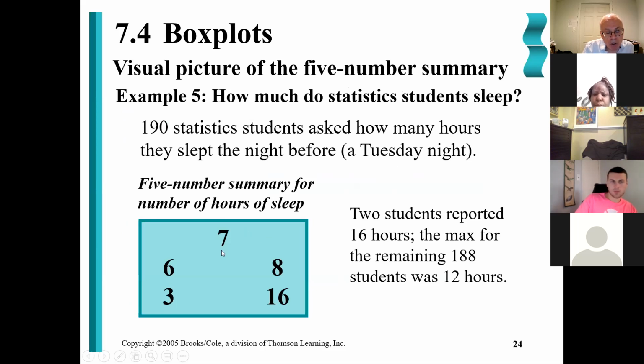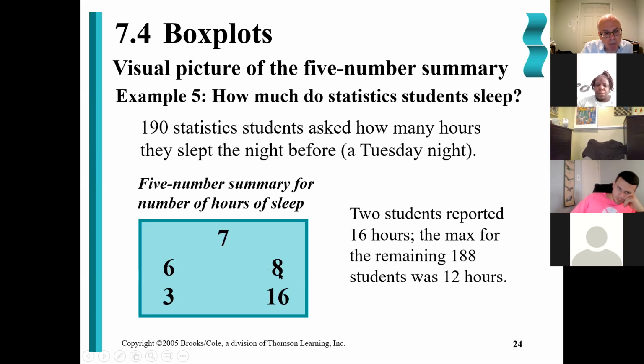Now the range is 16 minus 3, 13. Everybody agree with that? This is the largest number minus the smallest number in the box here. Largest number 16, smallest number is 3. We subtract those two numbers, we get 13. That's the range. If we subtract the two numbers in the middle, this is the upper quartile.